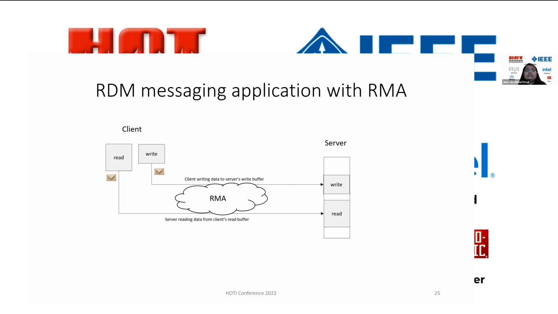So this is a small diagram to show the movement of data. In the write operation, the data is moving from the client to the server, and the client is initiating the write from its local write buffer to the server's write buffer. And in the read operation, the data is again moving from the client to the server, but this time the server is initiating a read, and it's reading data from the client's read buffer to its own read buffer. So now let's see the code for this, and we'll run it.